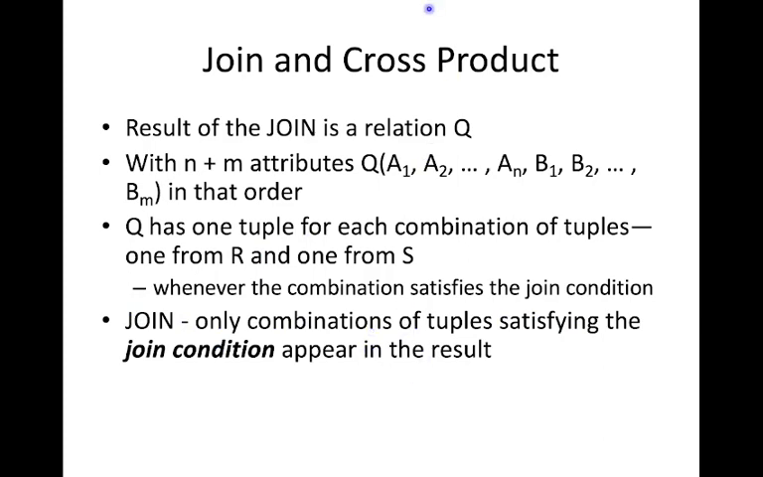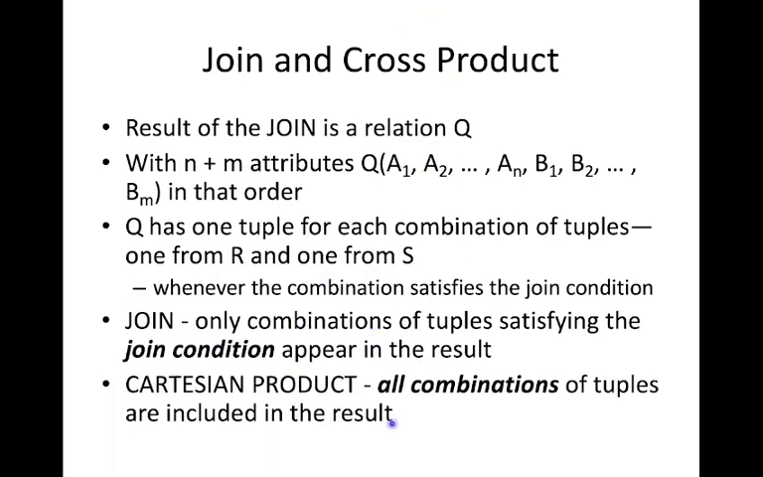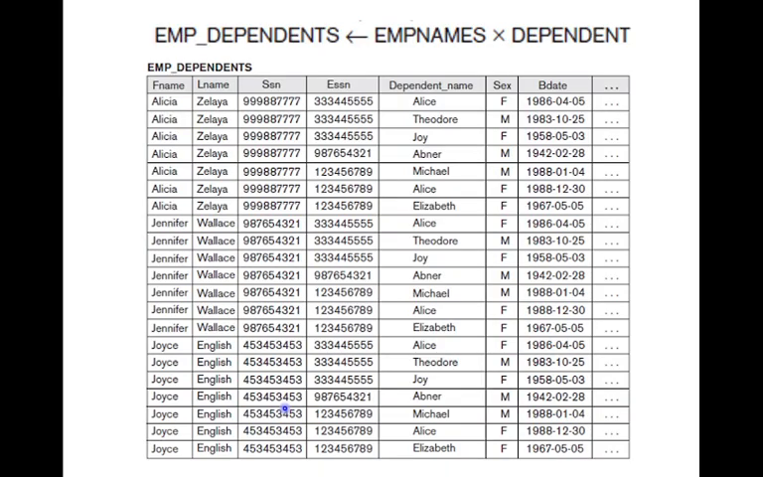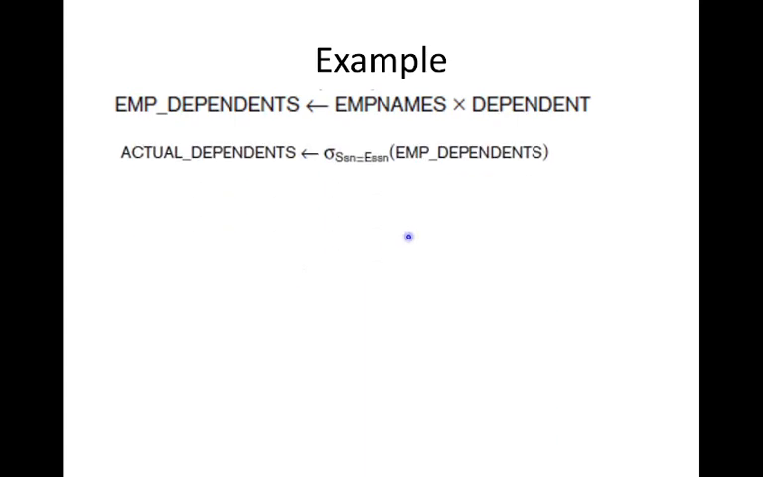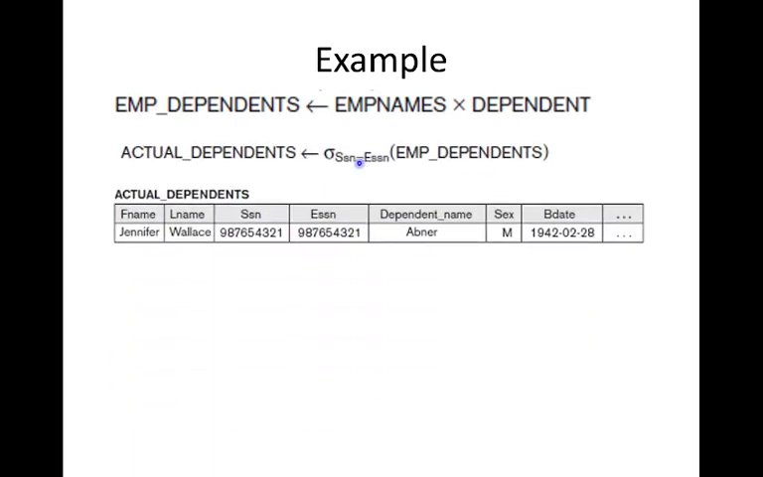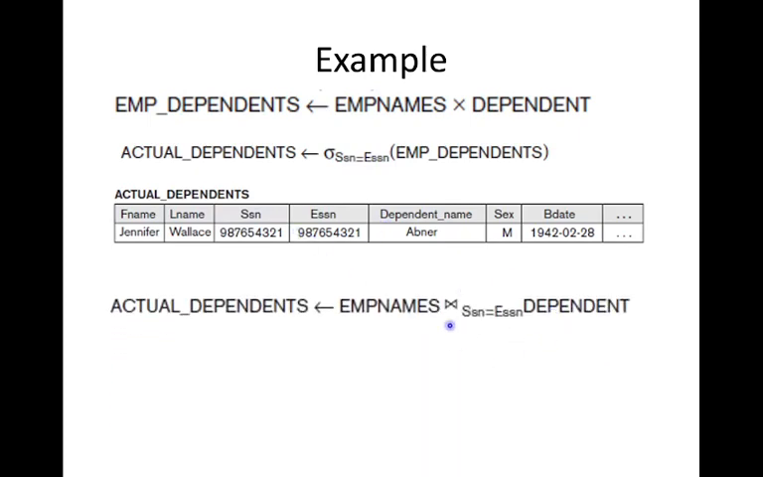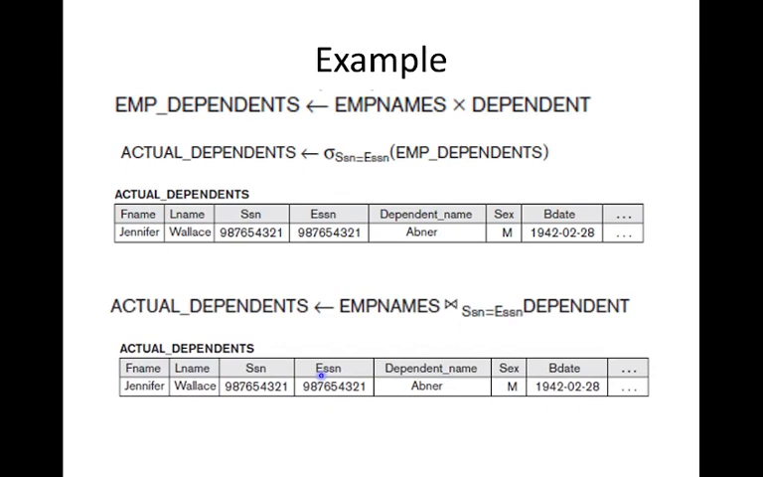But in the case of cross product, Cartesian product, all combinations of tuples are included in the results. That's what we have seen in the example. Here when we take the cross product, all the combinations are listed. After that only we are making this selection again. But when we make the selection, we will get a single row. And when we perform this join operation, we will simply get a single row only.